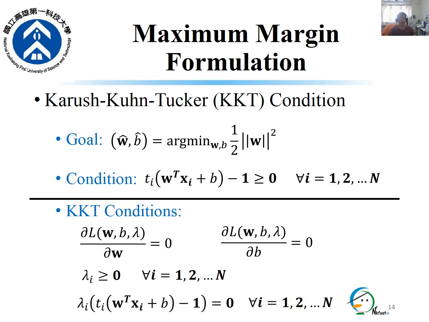Here shows all KKT conditions for the Lagrange function L. The first 2 conditions are for the unknown variables W and B. The third ones are for Lagrange multipliers lambda 1, lambda 2 to lambda n. The last one are for inequality conditions for all training samples.